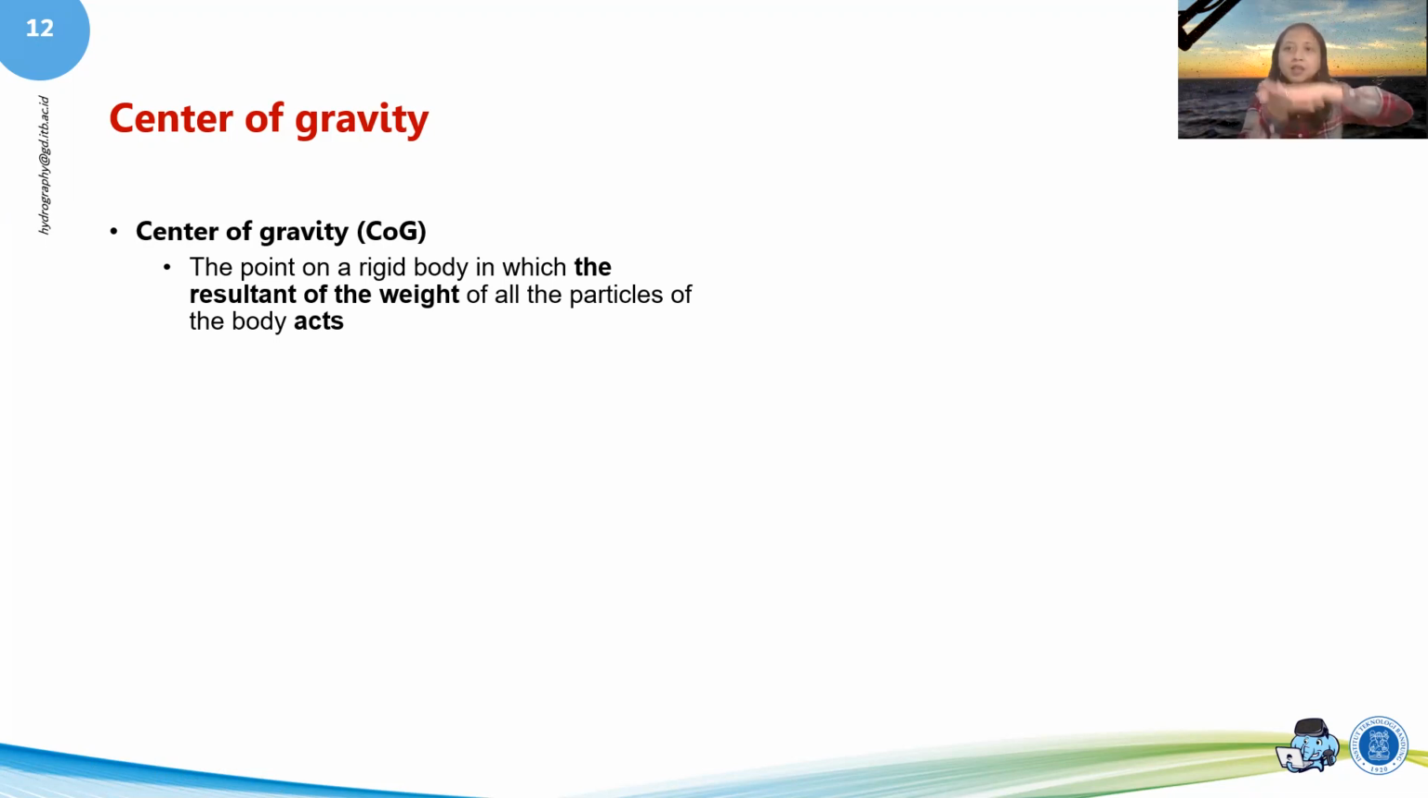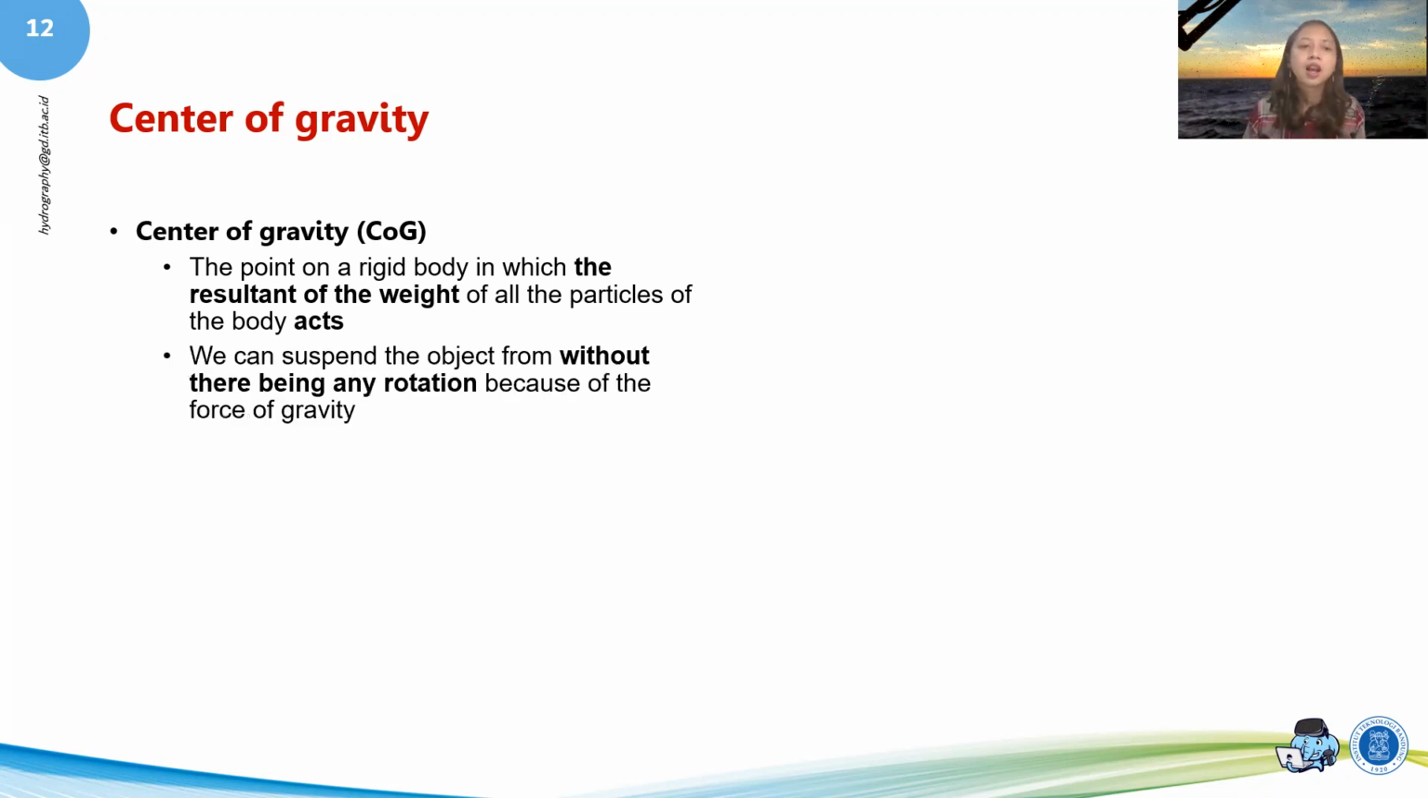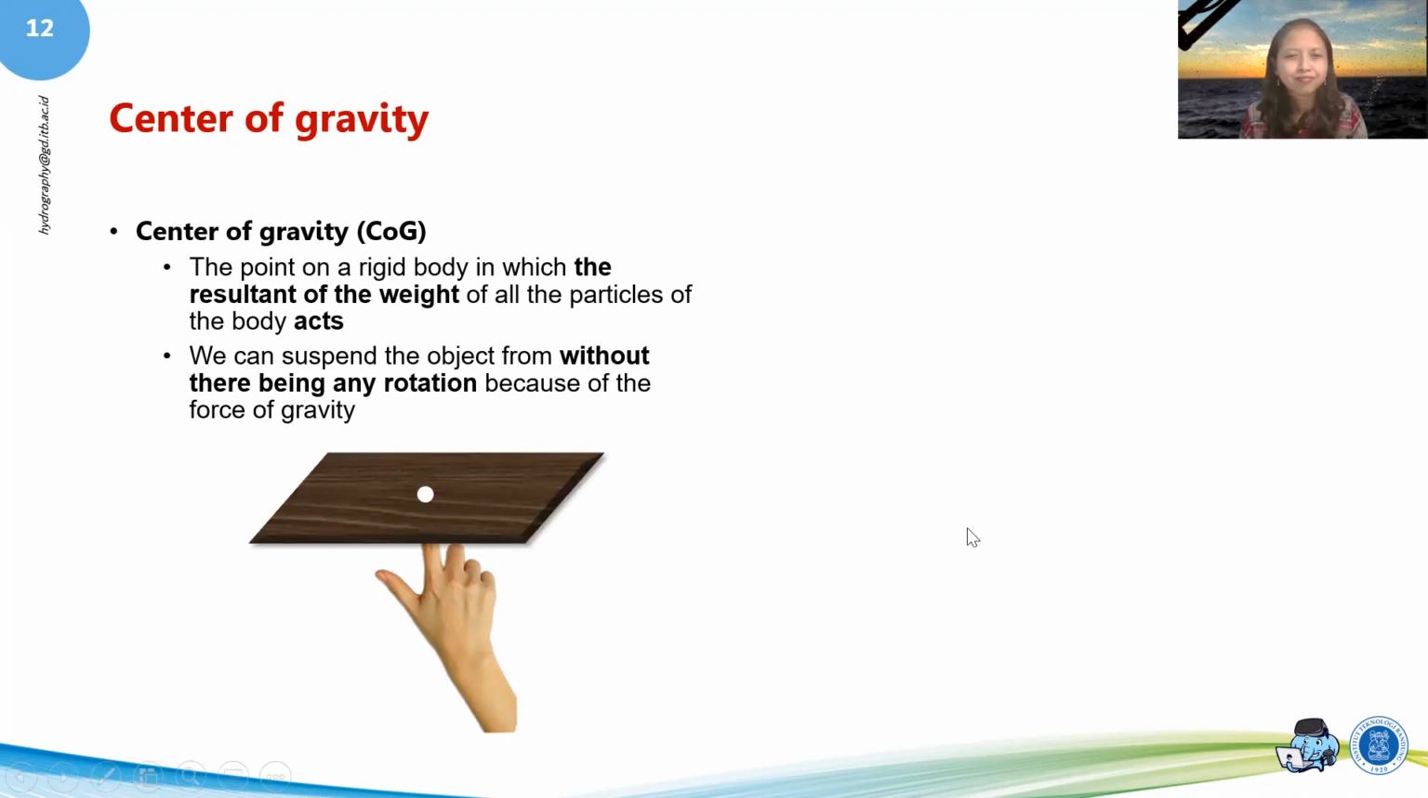That's where it's the most stable, up and down. It's not moving anywhere. And again, we can suspend the object from it without there being any rotation because of the force of gravity. That's basically why, for example, if we are holding a block of wood right on the COG, even if it's moving, it will not fall down because it's at the most stable part. So that's basically the COG.